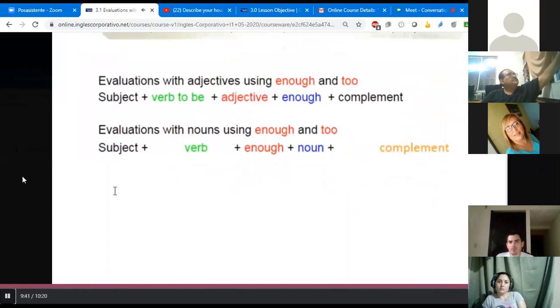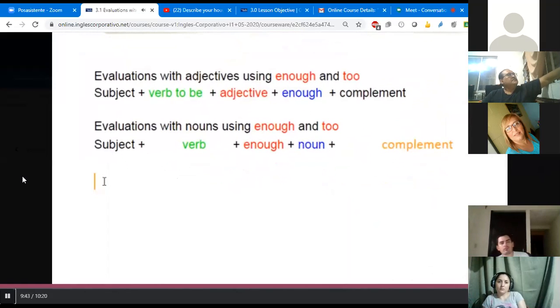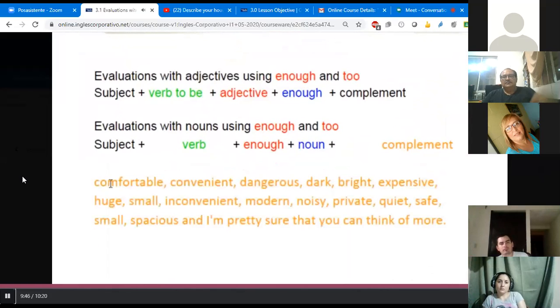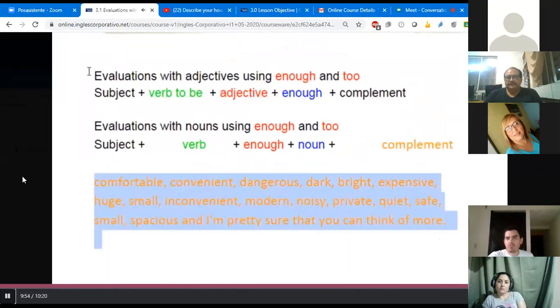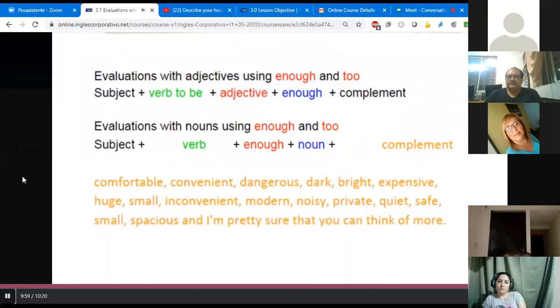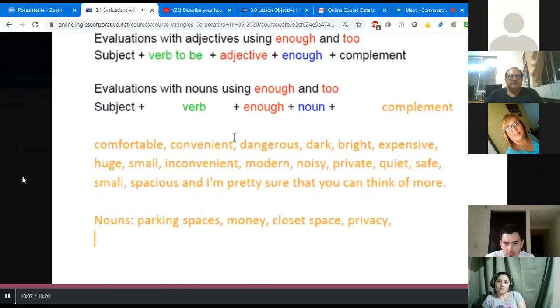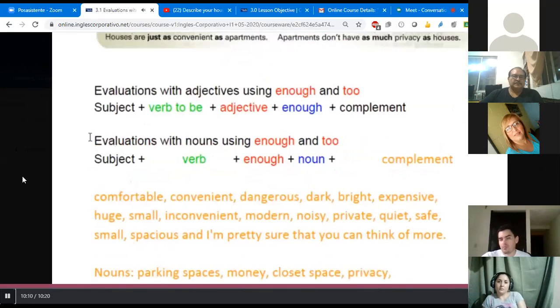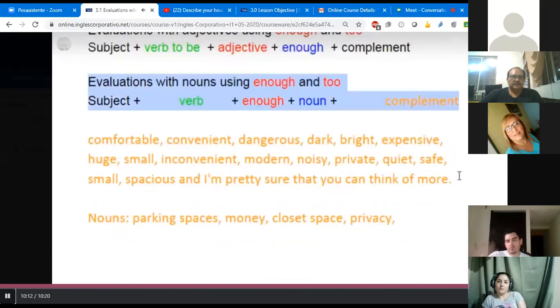The last thing that I would like for you to do now is to evaluate your house or apartment, depending on where you live, right? I want you to evaluate your house or apartment using adjectives, such as the ones that are here, and of course, following the formula that I presented to you earlier today. And I also want you to evaluate your house or apartment using nouns. So once again, using the formula that I'm presenting to you today. I want you to make as many examples as you possibly can. The idea is to practice.